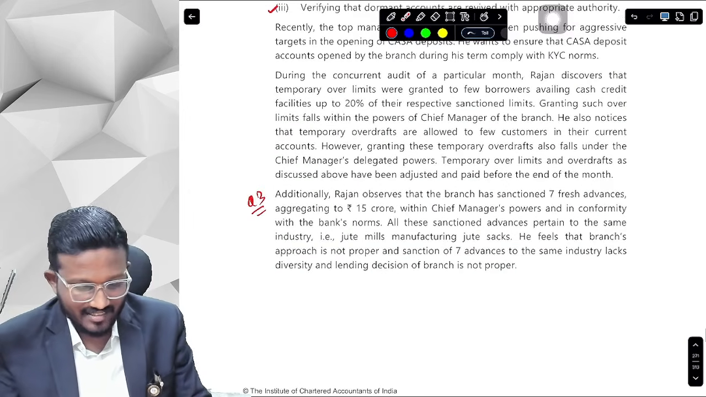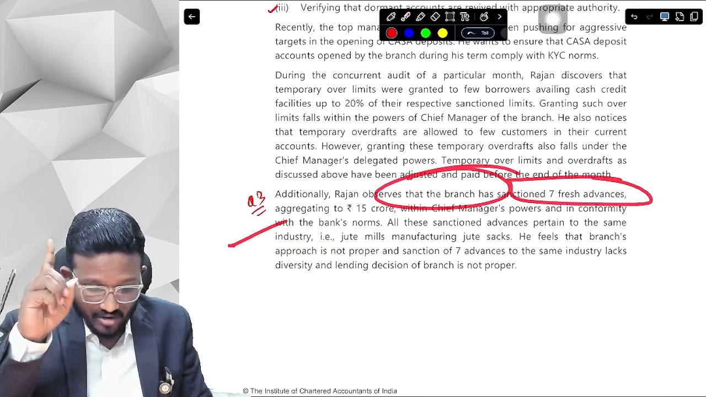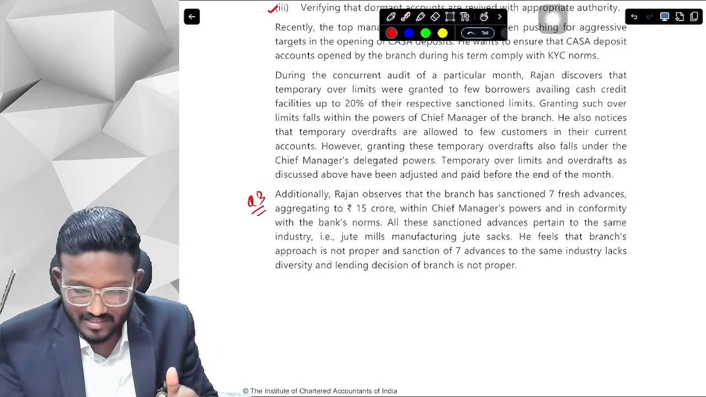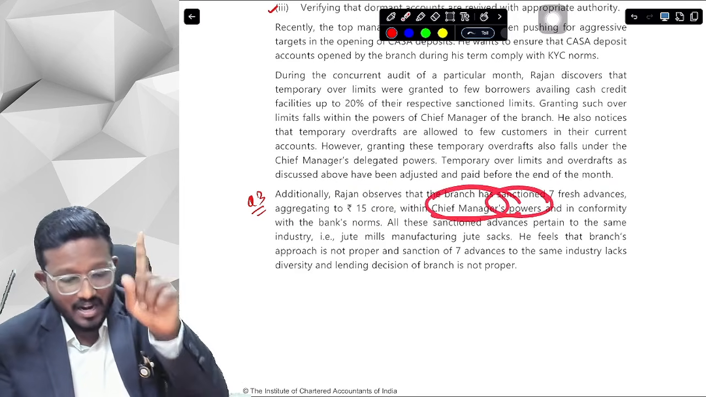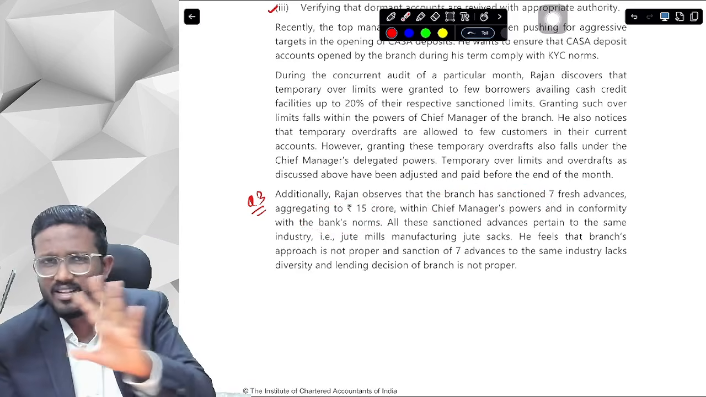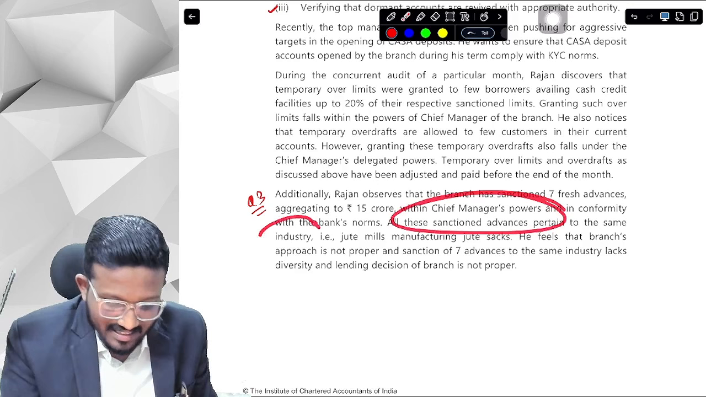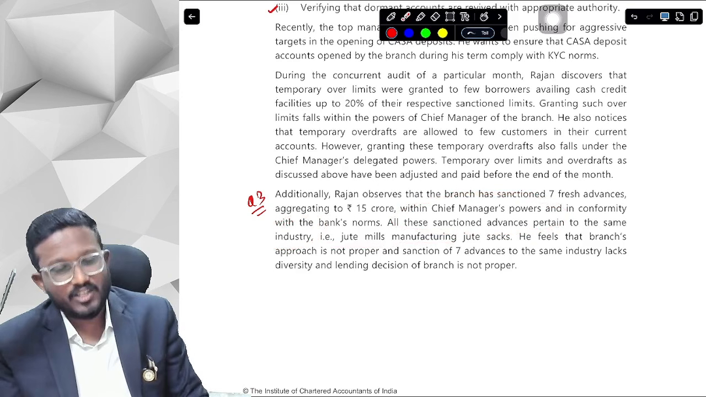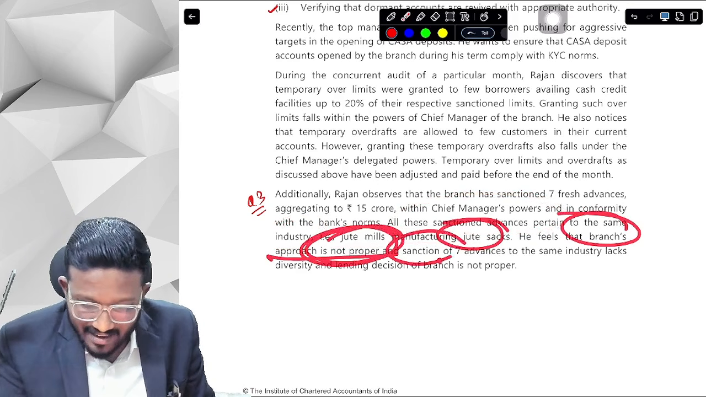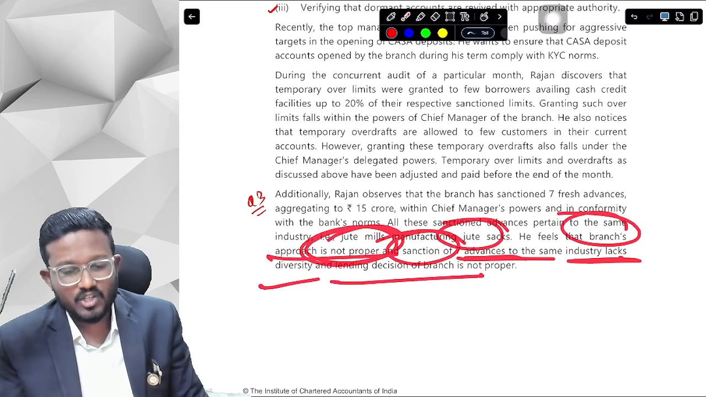Okay, yes sir. Next is question number 3. It says that we have observed that the branch has sanctioned 7 fresh advances aggregating to 15 crore, and these 7 fresh advances are within the chief manager's power and as per the bank norms. Means everything is crystal clear and perfect. But all these sanctioned advances were in the same industry, that is jute mills manufacturing jute sacks, and we feel that sanction of 7 advances to the same industry lacks diversity and the lending decision of the branch is not proper.